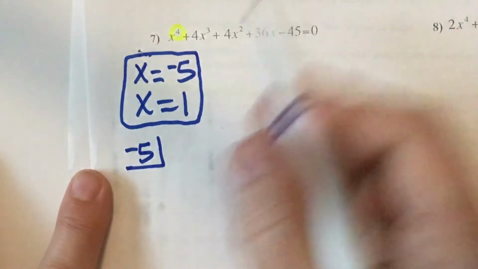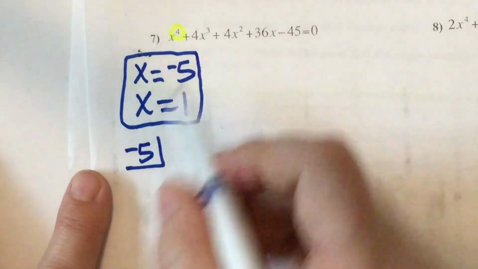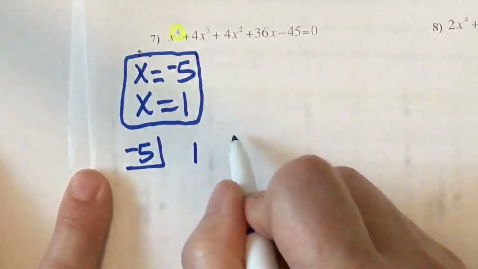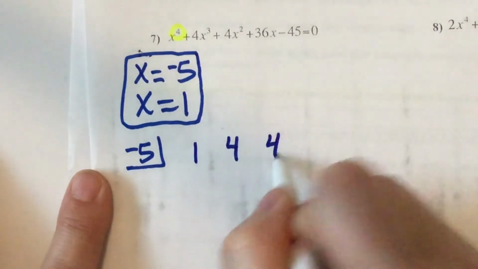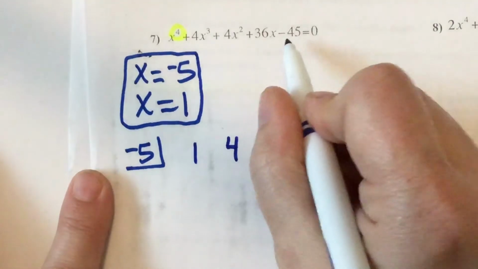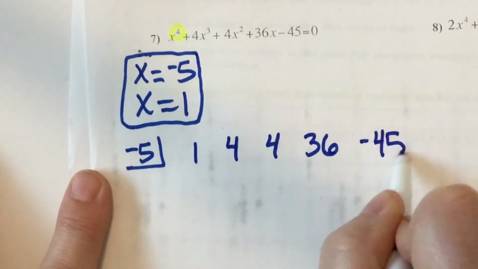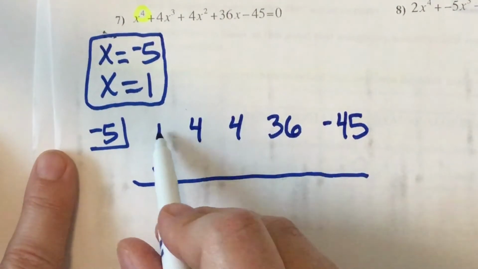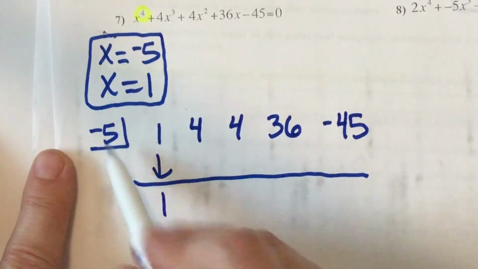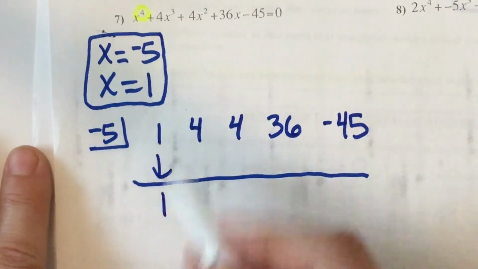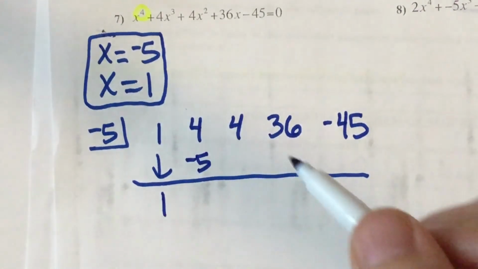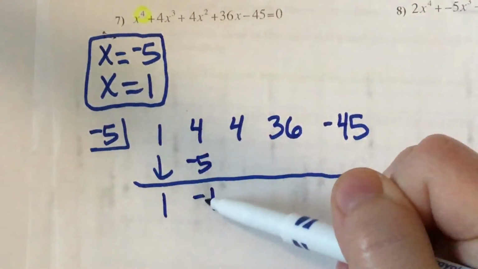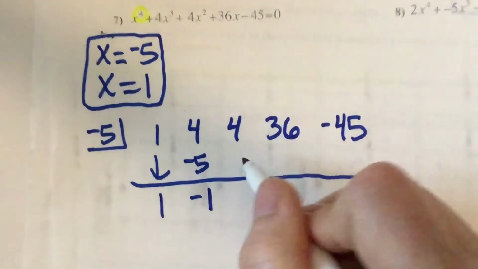So these are zeros, and first you put the 0 in the box. Pull down the coefficients: drop, drop, drop. So I've got a 1, a 4, a 4, a 36, and a negative 45. And then bring down the first number. So I bring down the first number, multiply. So I multiply negative 5 and 1. That makes negative 5. And then I'm going to add. If I add those, I get negative 1. Go back to multiplying. Negative 5 times negative 1 is 5.